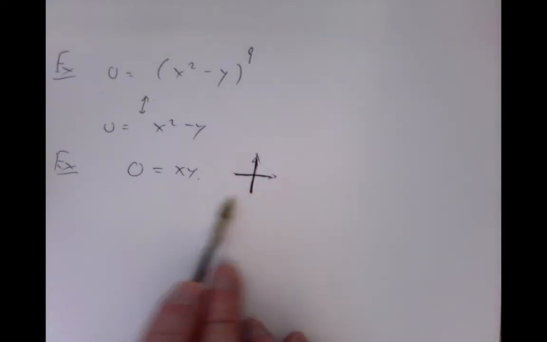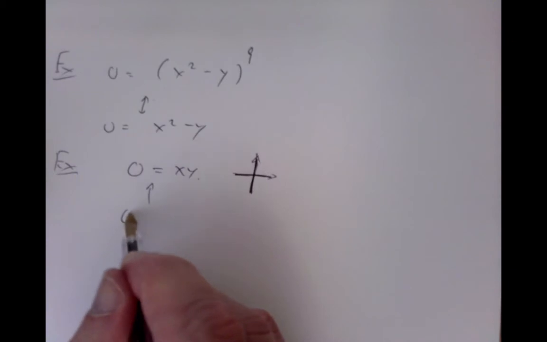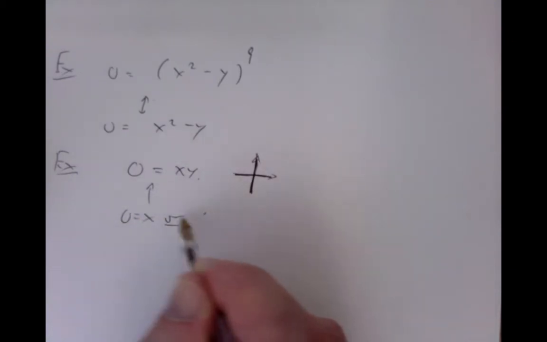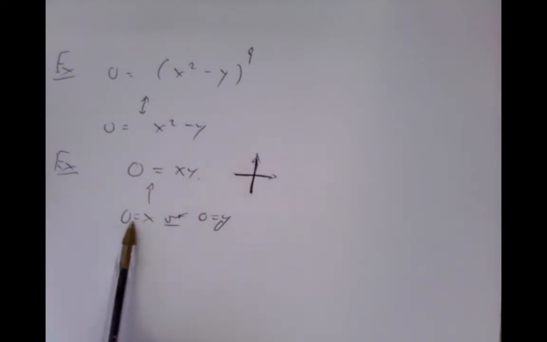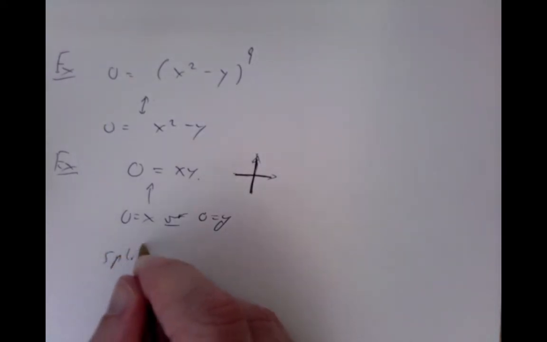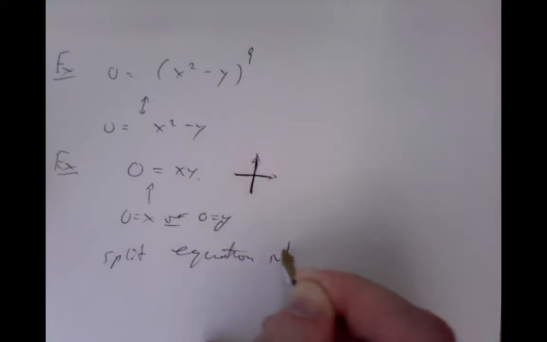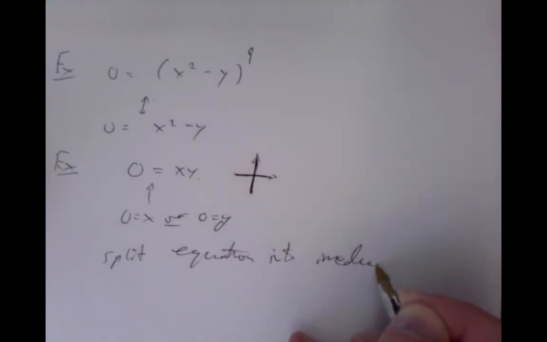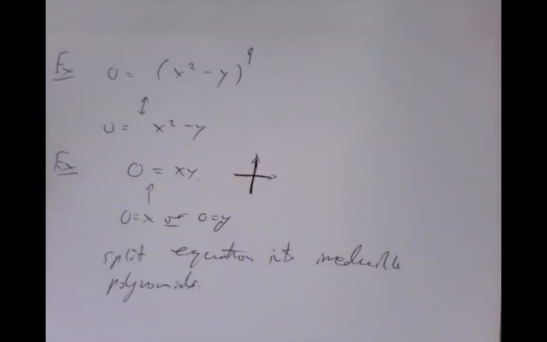So in the xy plane, the solutions are the x-axis and the y-axis. Those are the two solutions. And we can split that up. That product is 0 exactly when 0 is x or 0 is y. In other words, it splits into two. So the algebraic curve is the union of two curves. It's the union of this curve and this curve. And that's a more general phenomenon that we can always split the equation into irreducible polynomials. And we know that that splitting is essentially unique up to constants.